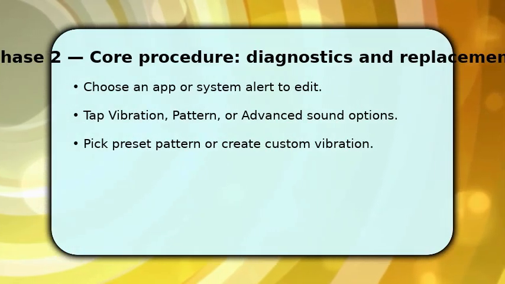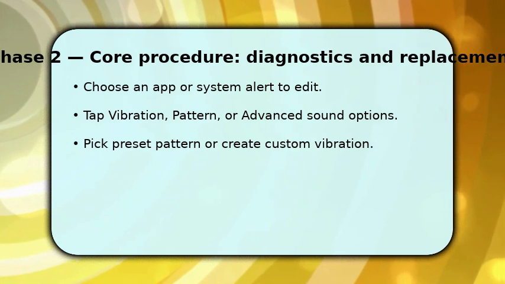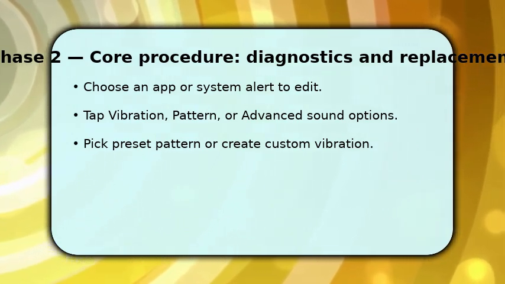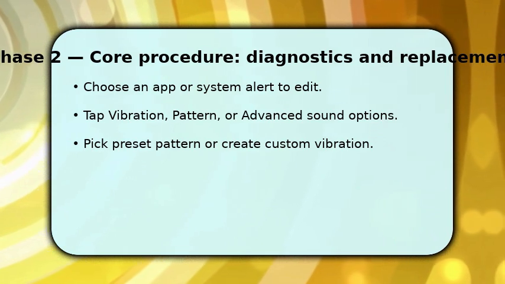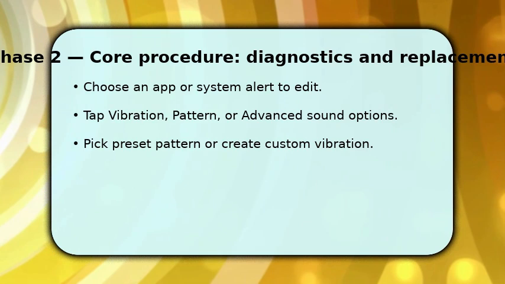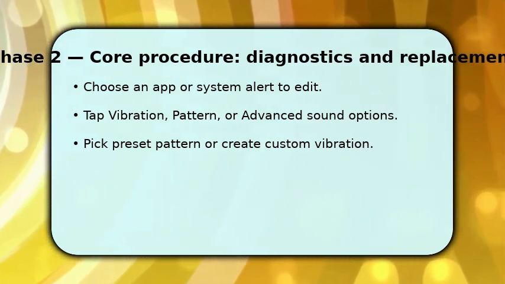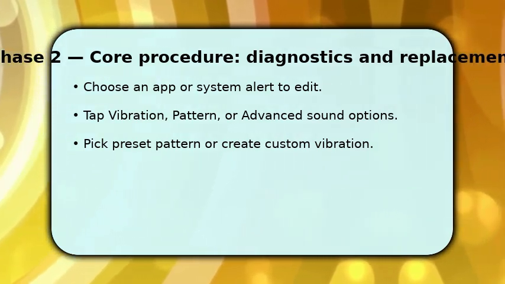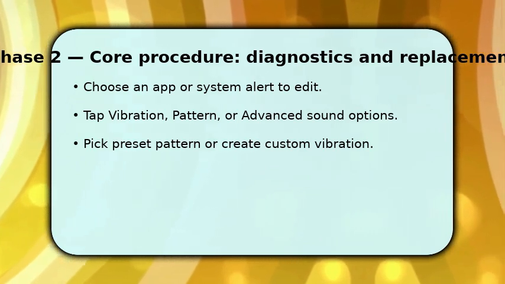You select the app or notification category you want to edit. This isolates the setting. Next, tap vibration or pattern under the notification details. Some phones hide it in advanced. Once you're in, preview presets and try custom mode. Press, hold, and draw the rhythm, then save. Make sure to test with a short message.